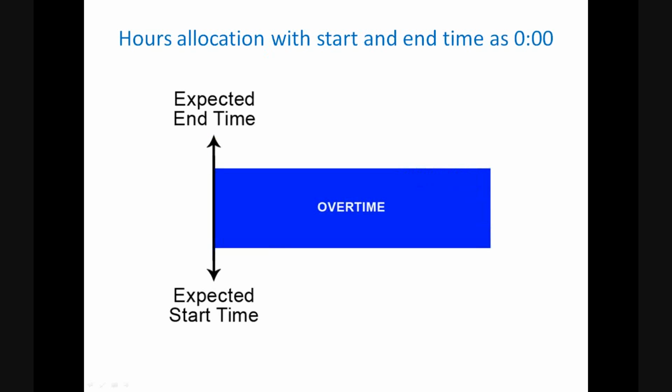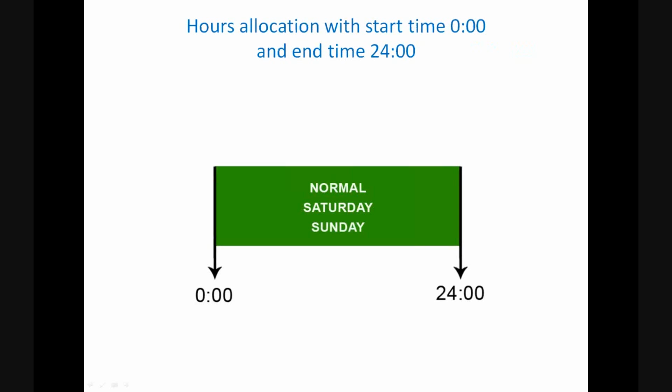If both your start and your end times are left at 0, any time worked on that day will be allocated to your overtime column. If you set your start time to 0 and your end time to 23:59, all the time worked on that day will be allocated to your normal, your Saturday or Sunday time, depending on which day of the week it is.